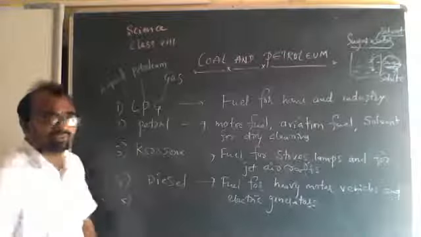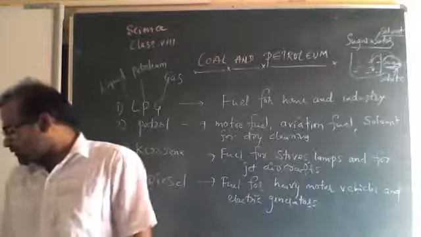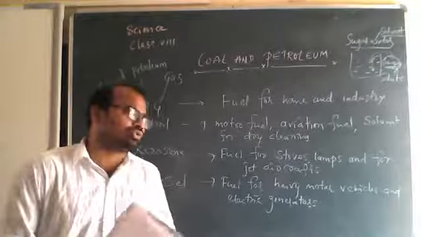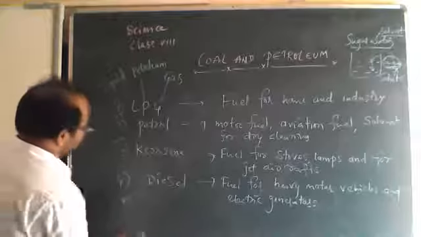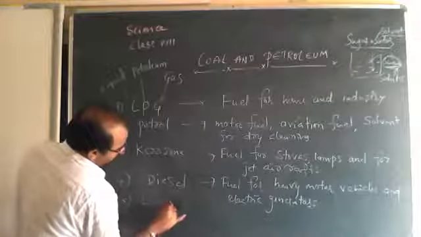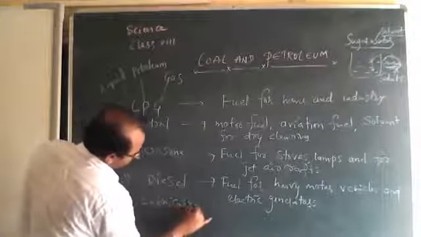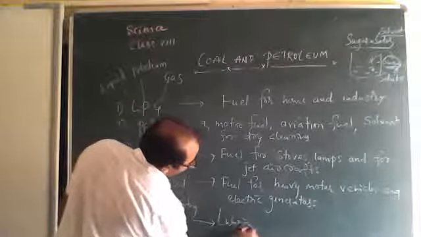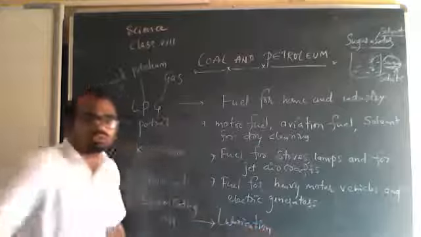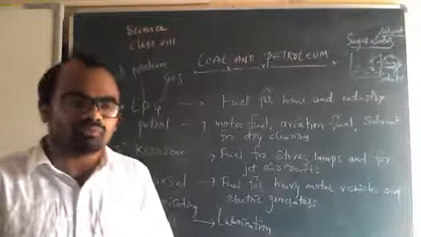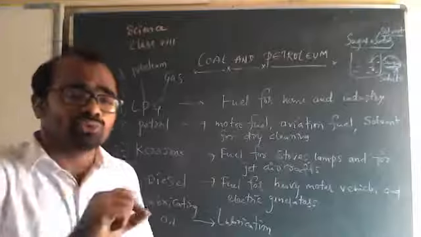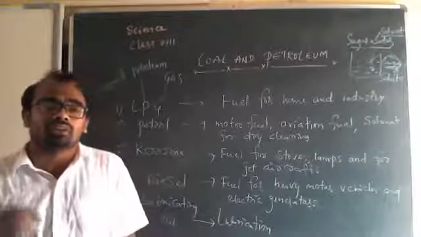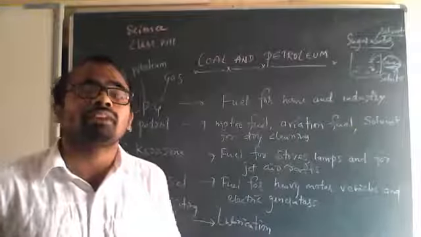So fifth one. What is the fifth one? Fifth one is lubricating oil. This is a new concept, new for you. Lubricating oil is used for lubrication. You might not have heard about this. See, what is lubricating oil? This is the oil used for the sustenance of metallic rods or metallic materials.